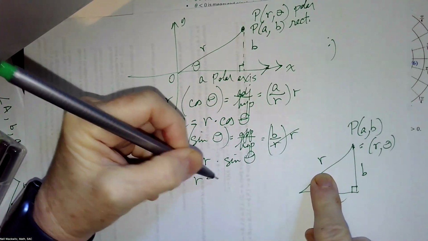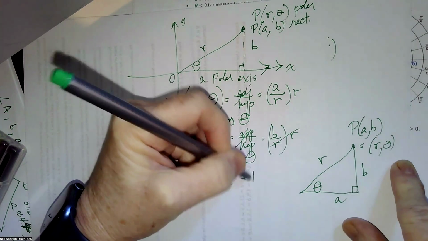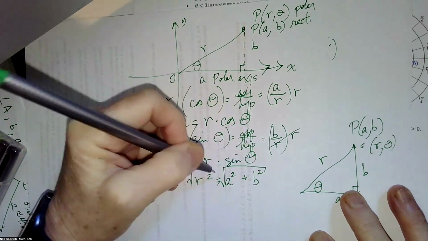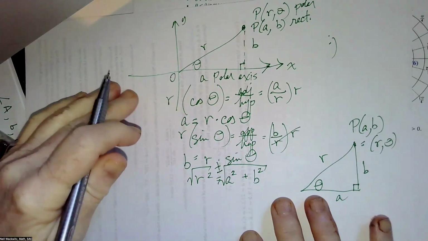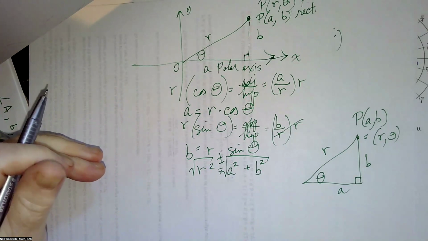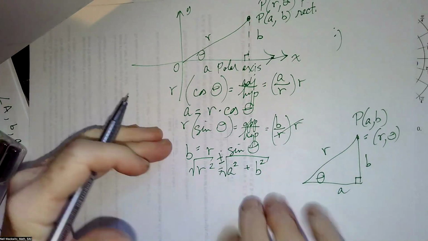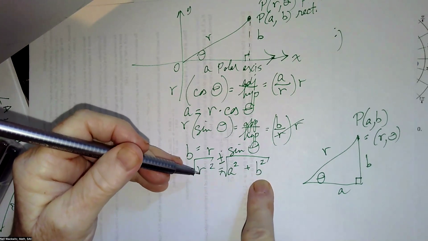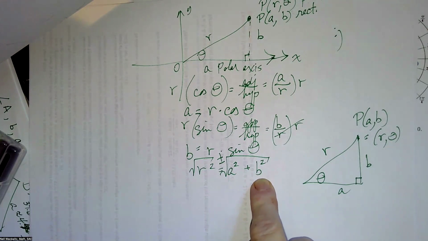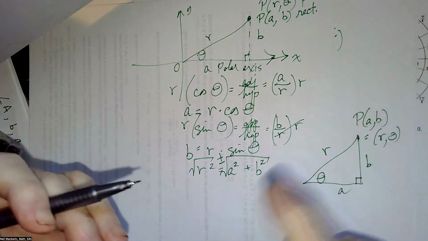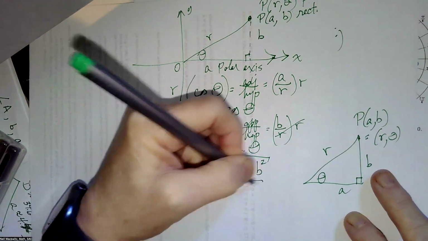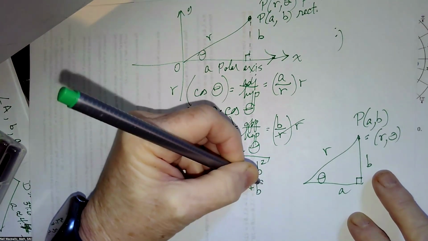Well, let's see. We know that r squared is a squared plus b squared. I'm going to take the square root of both sides, slap a plus or minus. But what do I know about r? That it's always going to be positive? That's right. So here, we're not really worrying about the direction of r, but just the magnitude or amount of r. Does that make sense? Yeah. Groovy.